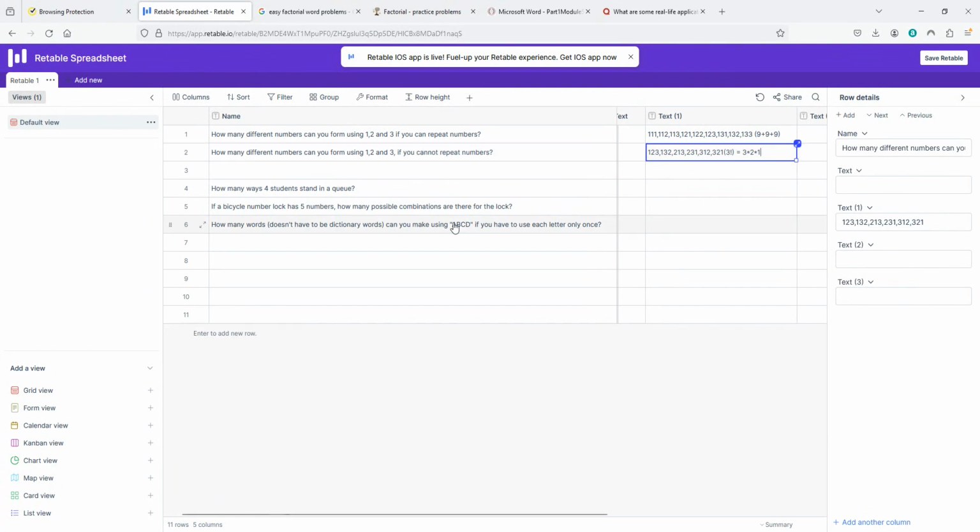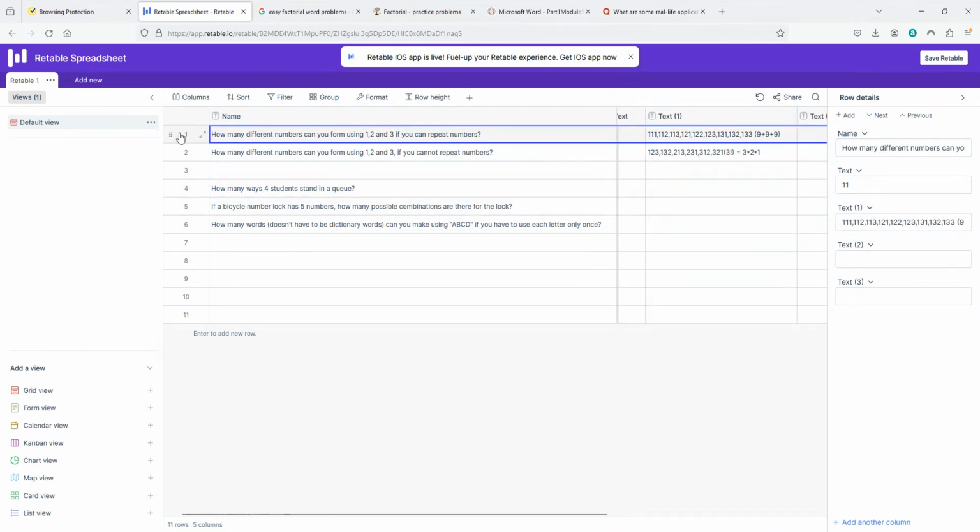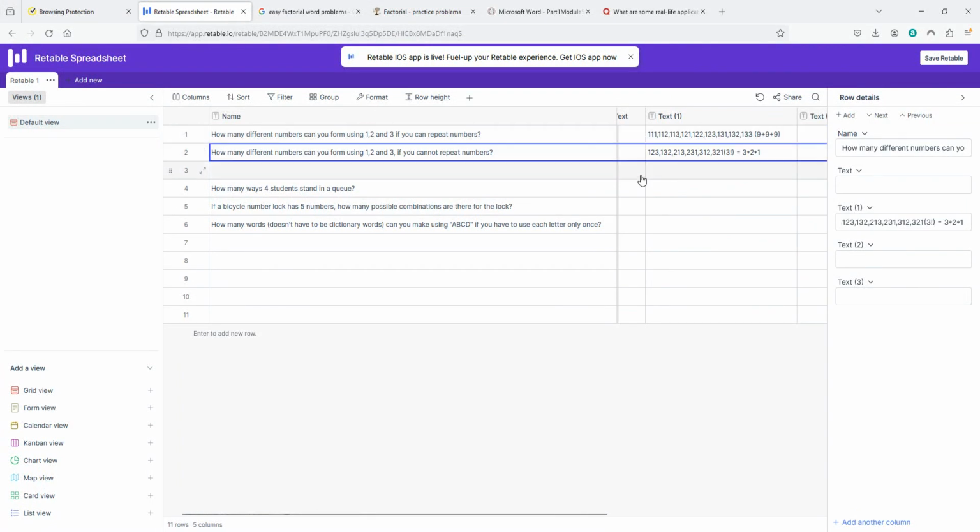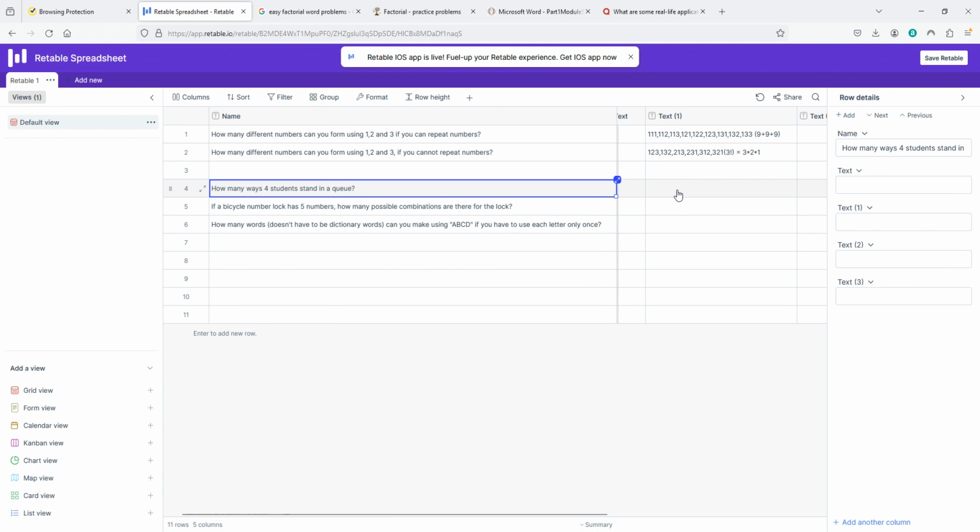Okay, that's good. So let's look at the next three problems and see if you can figure out whether it is a case like the first one, where we keep multiplying the number by itself, or a case like the second, where we have to reduce the number each time that we are multiplying. So how many ways can four students stand in a queue? Is it a problem like the first one, or like the second? What about if a bicycle lock has five numbers? How many possible combinations are there for the lock?